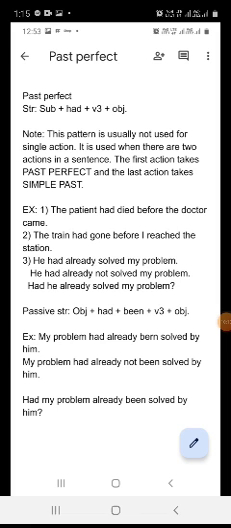Very simple rule. If there is a single action in your sentence, you should try to use simple past. If there are two actions, for the first action we will use past perfect, and for the last action we will use simple past. Is it clear? Have you understood this structure now? Okay, well.